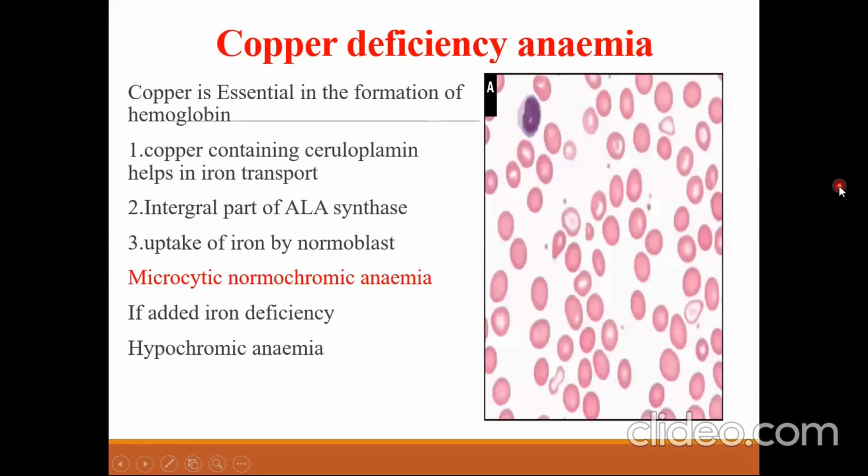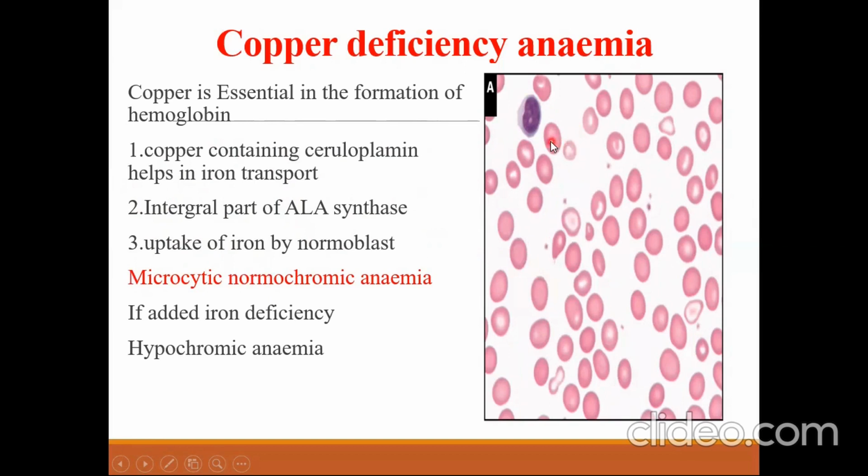The fourth defect in copper metabolism is copper deficiency anemia. Copper is essential in the formation of hemoglobin. The first thing is copper containing ceruloplasmin, they maintain the iron homeostasis, right? The second is it is an integral part of the ALA synthase enzyme. ALA synthase is a rate limiting enzyme in hemoglobin synthesis. Also, copper is needed for the uptake of iron by the normoblast. Hence, the patient presents with microcytic normochromic anemia.